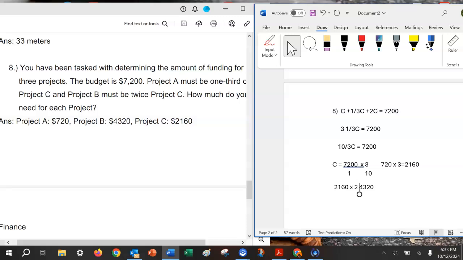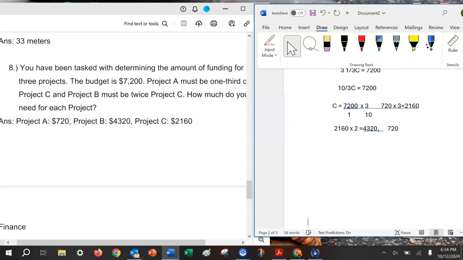I forgot my equal sign. Equals. There we go. Now to find Project A, I need to do 1/3 of 2160. So that basically means 2160 divided by 3 gives me a measly 720. So that's how you find that one. It was stumping me 2 weeks ago. I could not get it for the life of me.